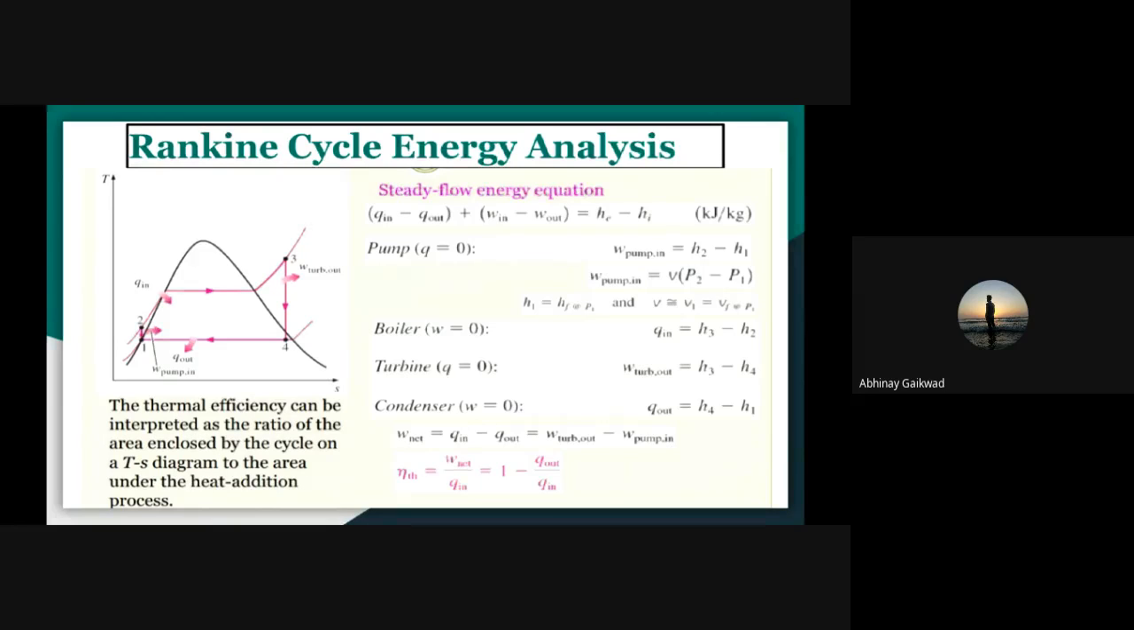No problem about that notation, but the pattern of the curve should be the same. This is standard. You go anywhere, in IIT or anywhere, the pattern of this Rankine cycle will be the same, but the notation may be changed.